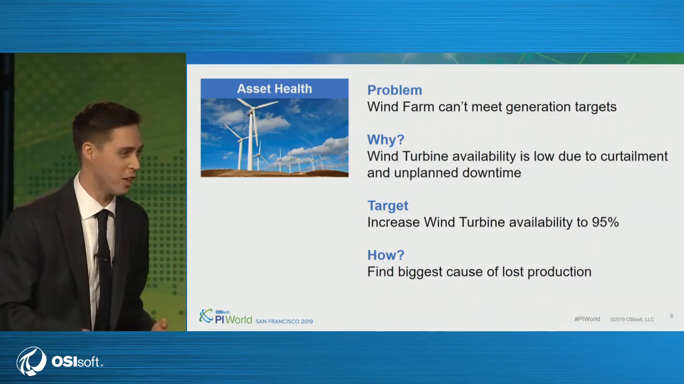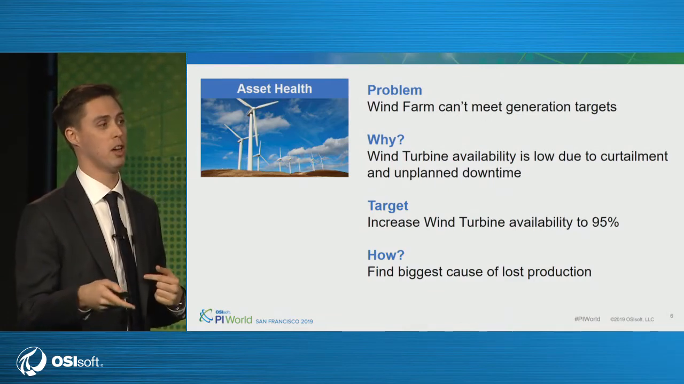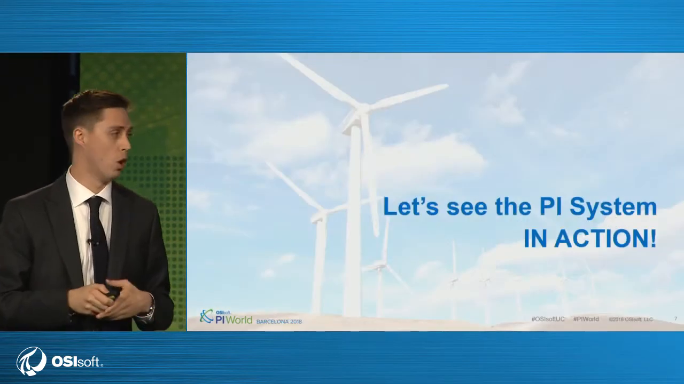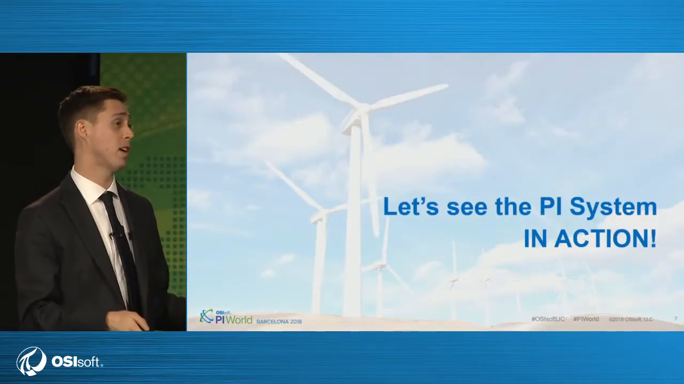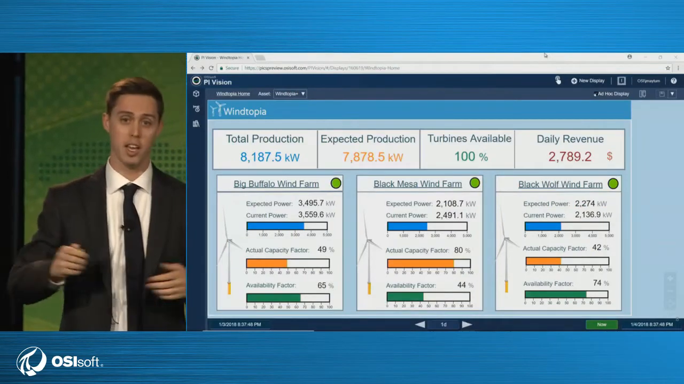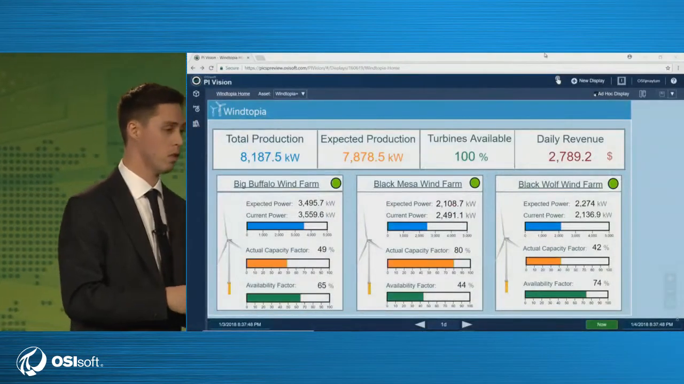So how are we going to do this? We're going to find the biggest loss of production from all of our wind turbines. So we do this with the Pi system. What we have here is a dashboard. Oops. Make sure the video's playing.